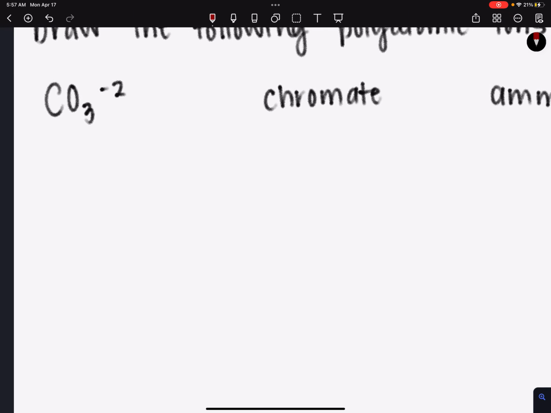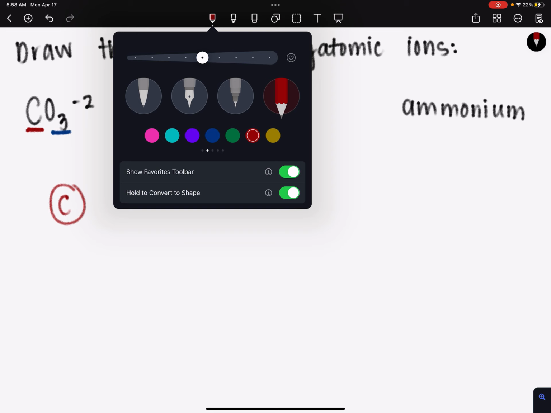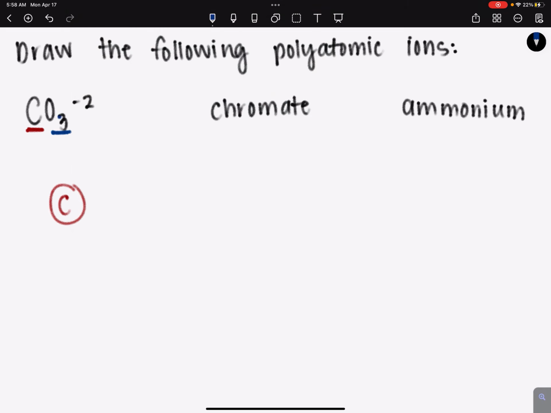So let's focus on our first polyatomic ion, CO3 with a -2 charge. What I'm going to do is color code my different elements in my drawing. So carbon, I'll use red for, and oxygen, I'll use blue for. According to my formula, this molecule contains one carbon atom. However, it contains 3 oxygen atoms. So I'm going to draw 3 oxygen atoms connected or bonded to this carbon via these lines.